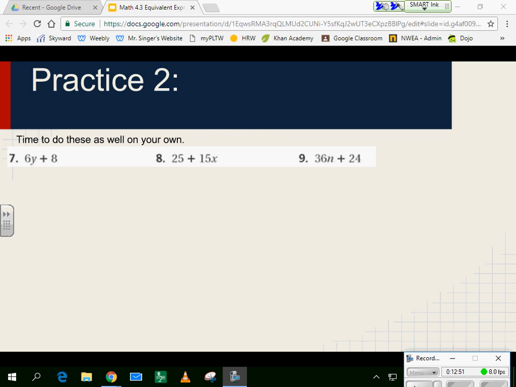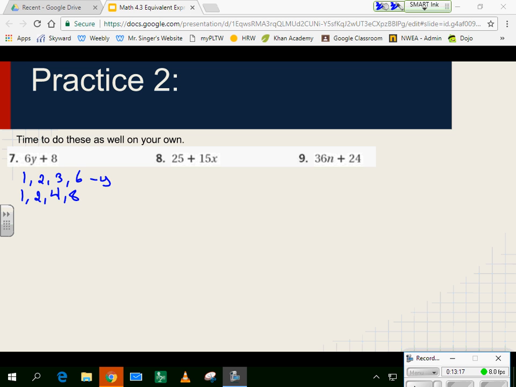Okay, again, if you want to do all three on your own, pause now and then come back and see how you do. Otherwise, let's go through 7 together. So let's find the greatest common factor of 6 and 8. So 1 goes into 6, 2 goes into 6, 3 goes into 6, 6 goes into 6, and then there's that little y kind of hanging out here. For 8, 1 goes into 8, 2 goes into 8, 4 goes into 8, 8 goes into 8.